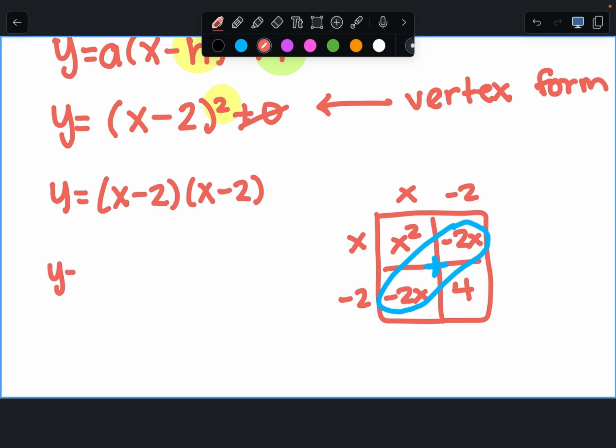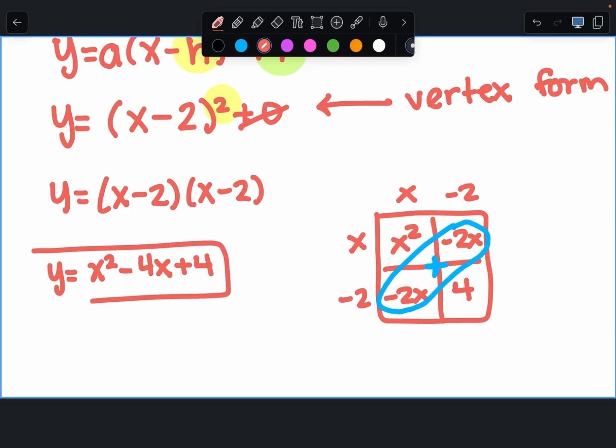Once you fill out your box, you end up with x squared. Always combine your diagonals. So x squared minus 4x plus 4. This is your equation written in standard form. That's it. Now, as we go through these examples 1 through 4, each one adds a little bit more, okay? It gets a little bit harder, but not very much. Questions on number 1?